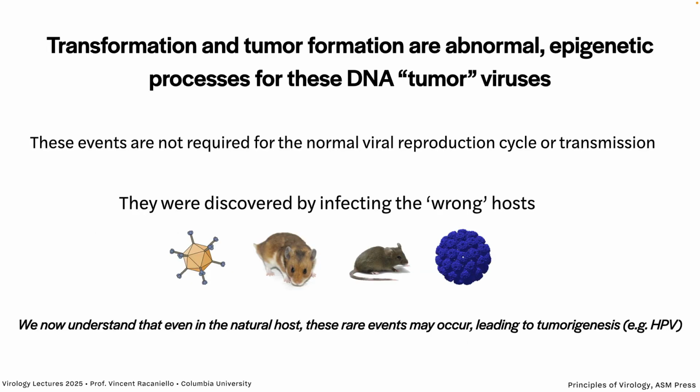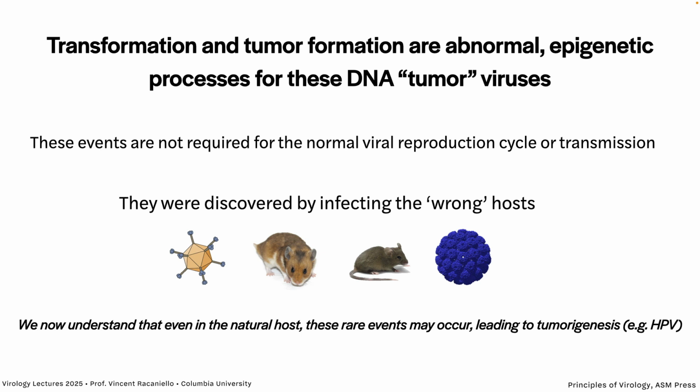Transformation and tumor formation, which follows transformation, are abnormal processes for these viruses. They are not needed for viral reproduction. What is needed is T antigen to turn on DNA replication. But if other events happen, like integration of those into the host cell and silencing of lethal late genes, then you have transformation. We discovered these by infecting the wrong hosts, because the right hosts for these viruses kill the cells and you never see transformation.